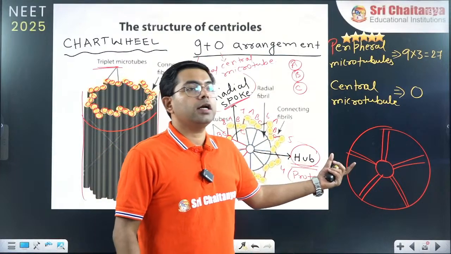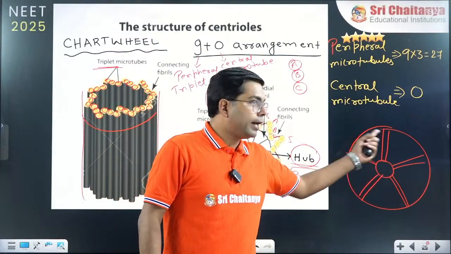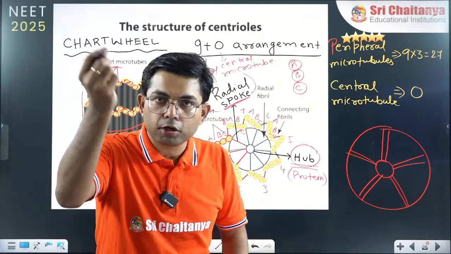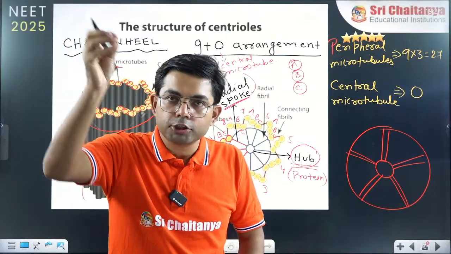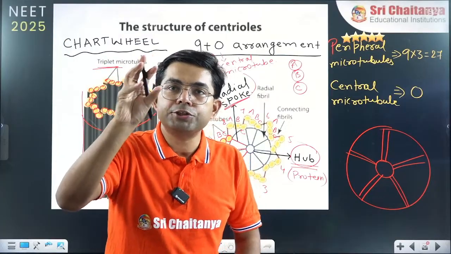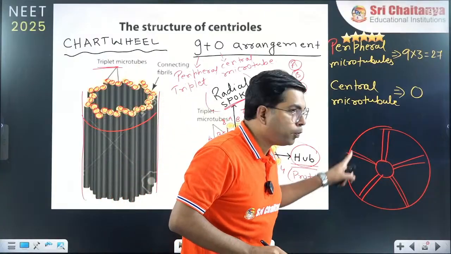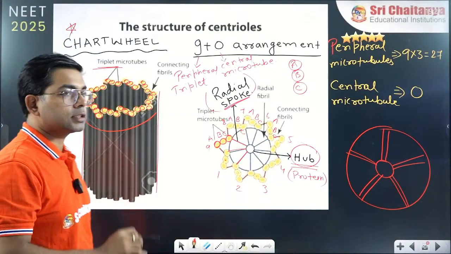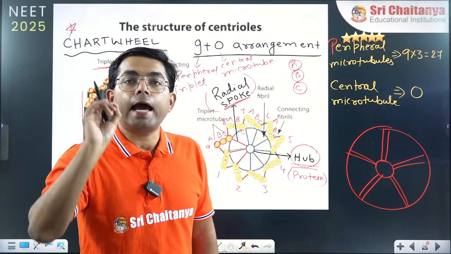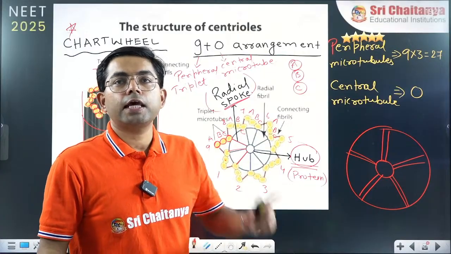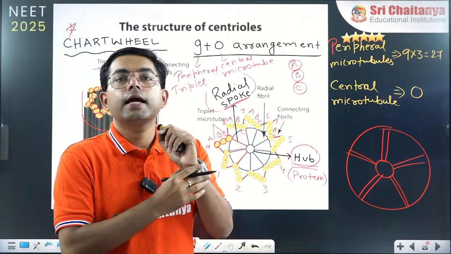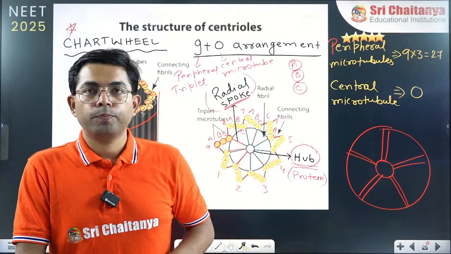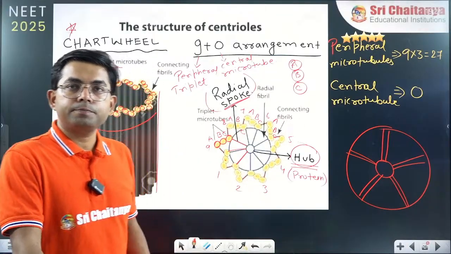That's why it is called a central hub and spoke. You can also correlate with the bicycle. In the bicycle you have spokes, and in the center all the spokes are connected to a central hub. So hub and spoke together form a cartwheel-like structure. If asked, a cartwheel-like structure has what arrangement? You will say 9+0 arrangement. Cartwheel-like structure is present in, you will say, the centriole. So this point is totally clear.